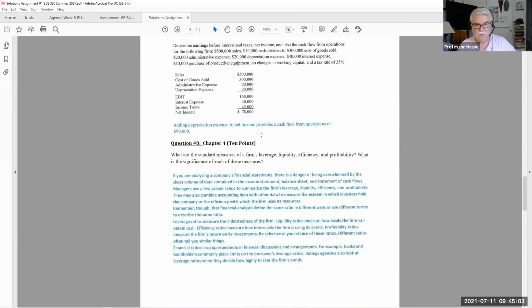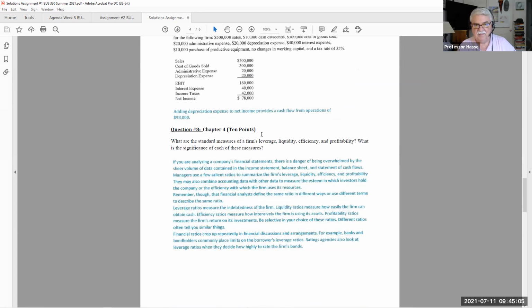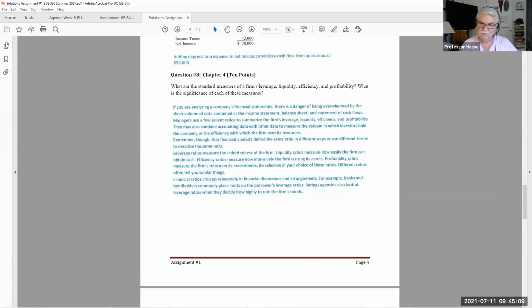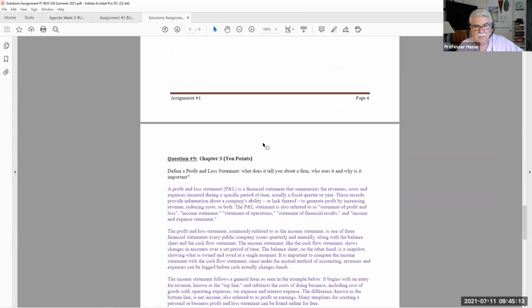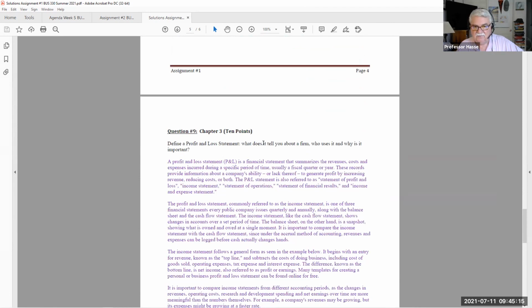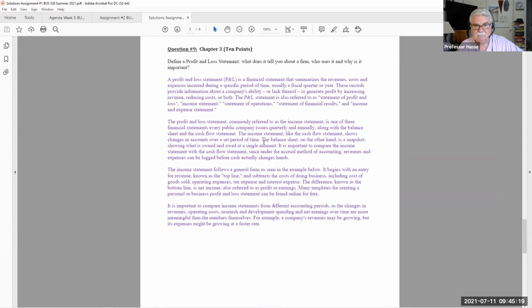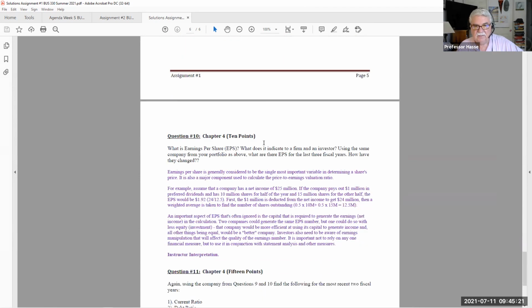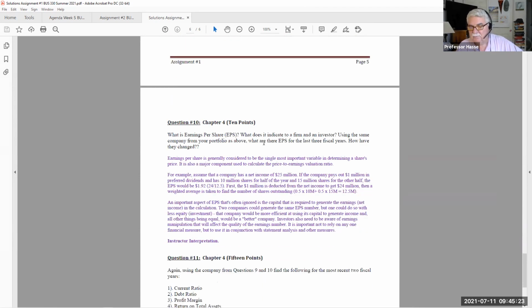Question 8, 9, and 10, you all did pretty well on defining the standard measures of financial analysis taken out of chapter 3 and 4. Define a profit and loss statement, which is an income statement. What is it? And in question 10, select one firm from your portfolio and find its earnings per share for the last 3 years. How have they changed?